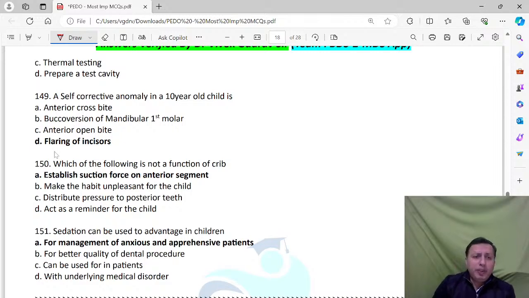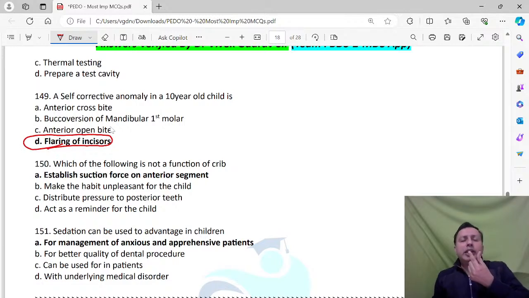Basically, you will see a flaring of incisors in a 10-year-old child, and this flaring of incisors results in a midline diastema, which is called the ugly duckling stage or Broadbent phenomenon, that gets corrected on its own. Once the canine erupts into the oral cavity, this space generally gets closed up.